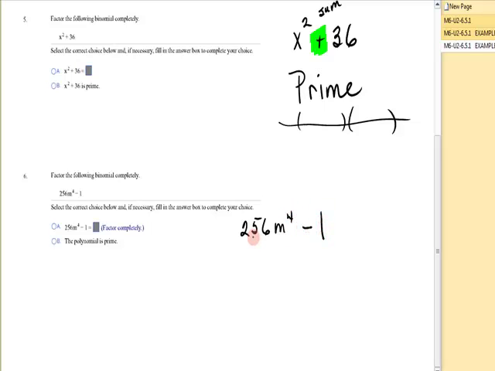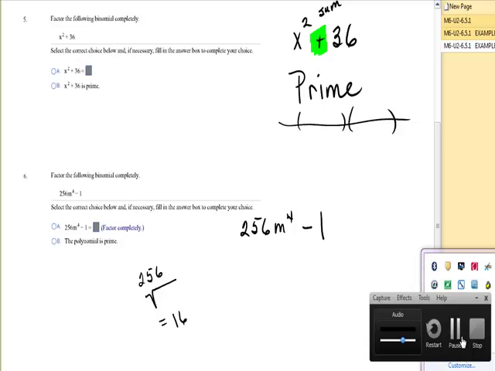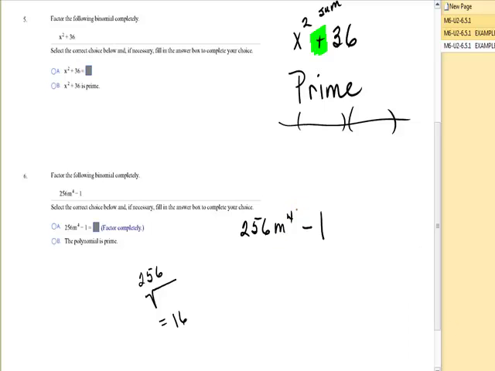Now, 256, we did not get to that big on my list, but on your calculator, if you put in 256 and take its square root, now depending on the calculator, you might hit that button and then 256, or you might hit 256 and then that button. It just depends on the calculator, but it will give you 16. 16 times 16 is 256. So m to the 4th is a perfect square because it's m squared times m squared. And 1 is, of course, still a perfect square.